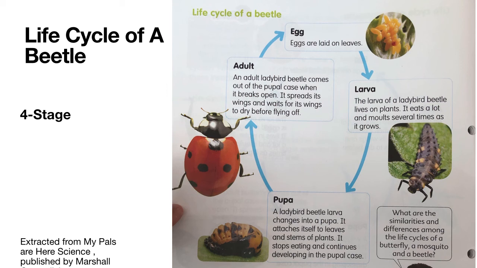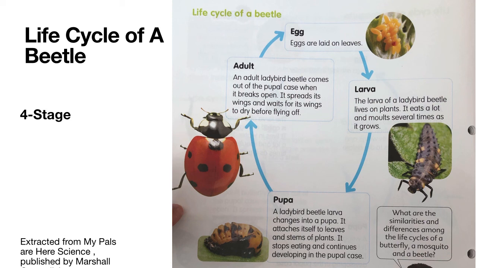So the life cycle of a beetle is also a 4-stage, right? Until now, the 4-stage life cycles are mostly insects. So again, you can see the egg, the larva, the pupa, and the adult stage. Eggs are laid on a leaf. When the eggs hatch, the larva of the ladybird beetle will actually come out. They live on the plants. It eats a lot, molts several times as it grows.